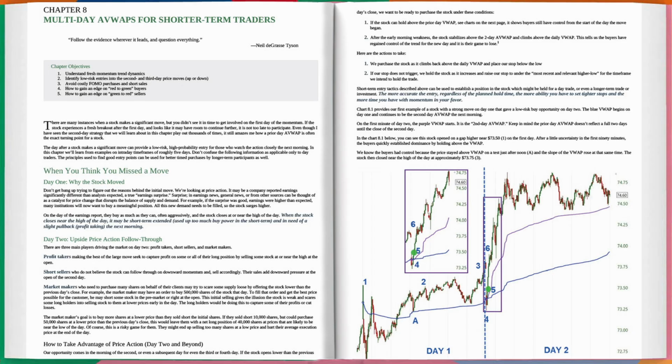Day 2. Upside price action follow through. There are 3 main players driving the market on day 2: profit takers, short sellers, and market makers. Profit takers, making the best of the large move, seek to capture profit on some or all of their long position by selling some stock at or near the high at the open. Short sellers, who do not believe the stock can follow through on upward momentum, sell accordingly. Their sales add downward pressure at the open of the second day.